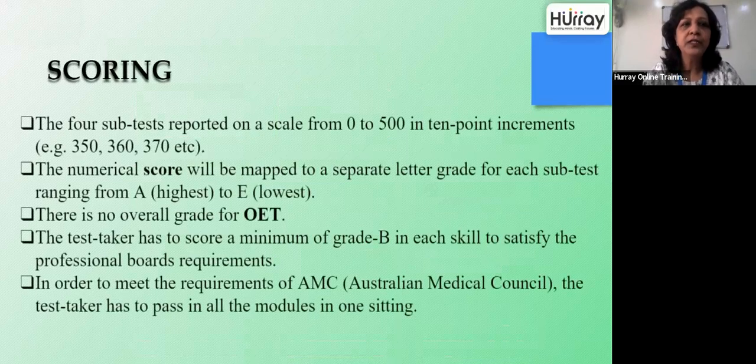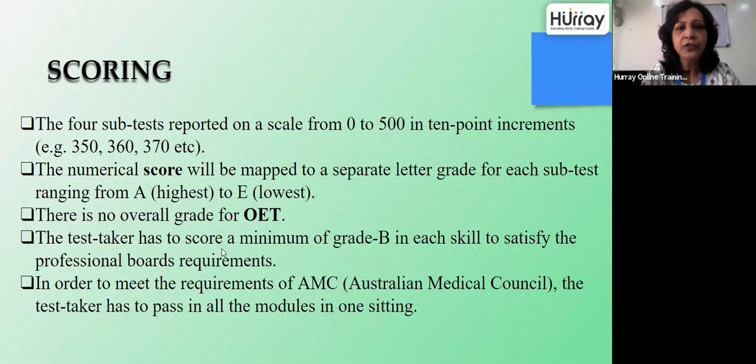Here's how the scoring is done. The 4 subtests, that is listening, reading, writing, and speaking, are reported on a scale from 0 to 500 in 10-point increments. They're all rounded off to tens, like 350, 360, 370, etc. The numerical score will be mapped to a separate letter grade for each subtest, ranging from A grade to E grade. A is the highest and E being the lowest. There is no overall grade for OET, only the individual scores are considered.